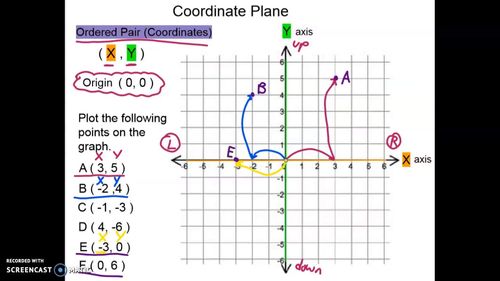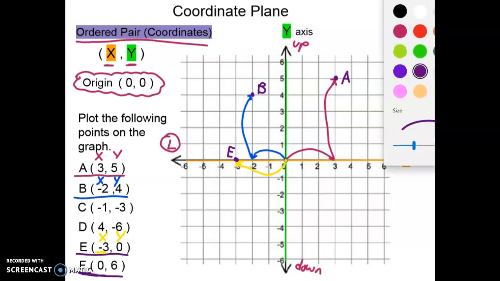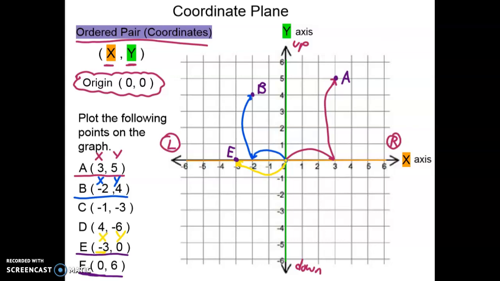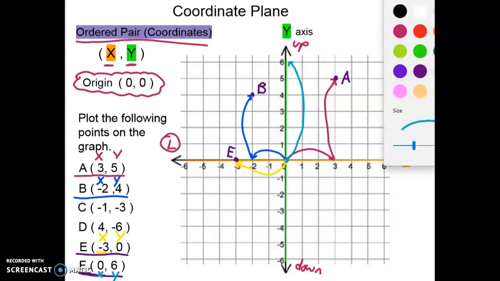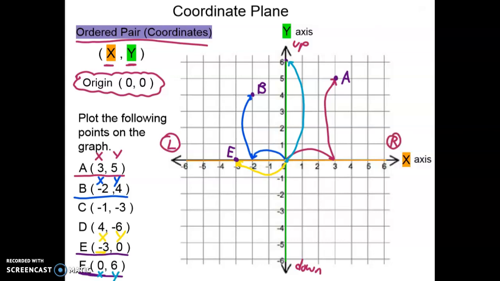Okay, the other point we're going to do is F, which is 0, 6. For this one, we're going to start again back at that origin, that center point. My x coordinate tells me I'm not going to go left or right at all, because it's staying at the 0. So I'm not moving left or right. My y set of directions tells me I'm going positive 6 on the y-axis. The y-axis is up and down, so I'm just going to jump right up to my 6 on the y-axis. Let me switch back to my purple. Here we go. Here's that point, and this would be the point F.